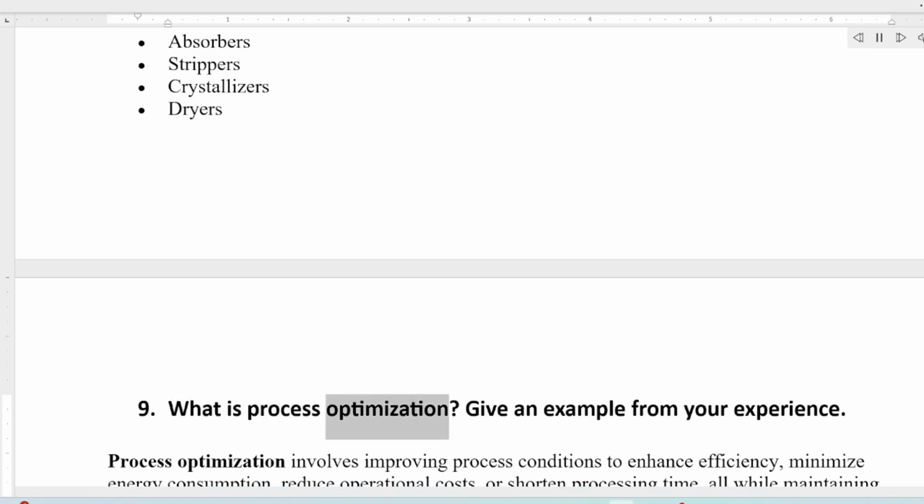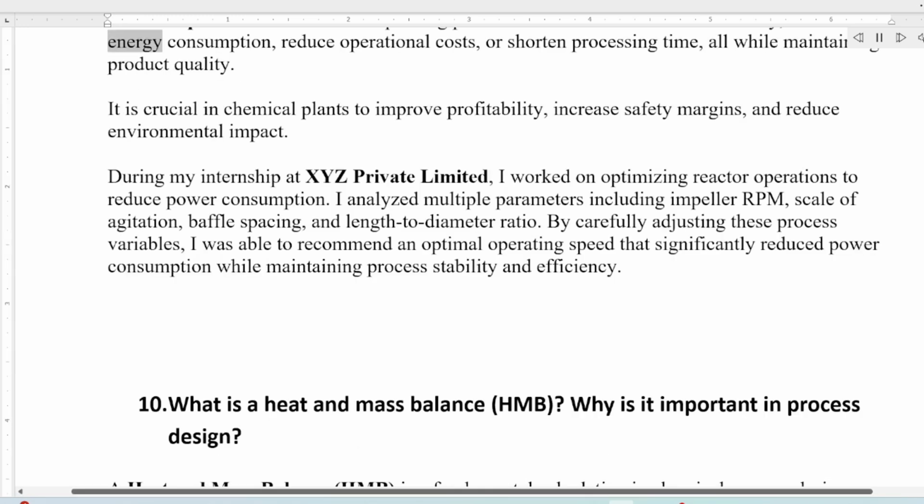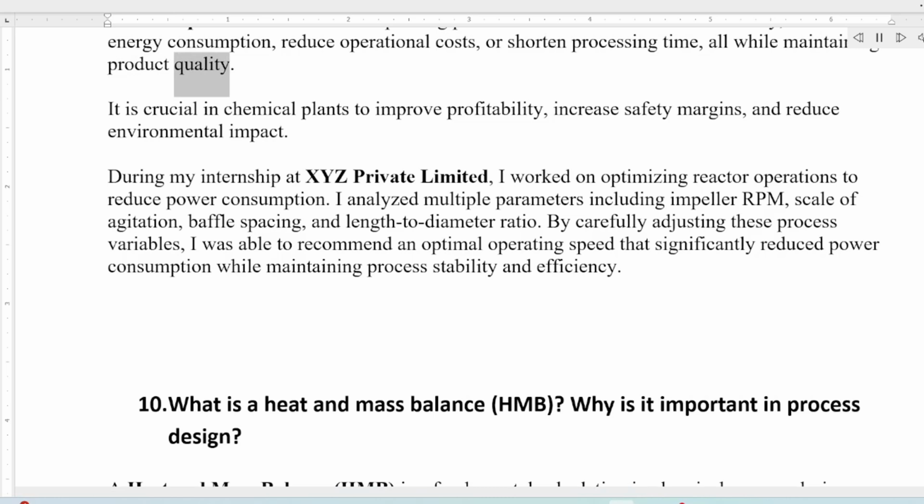What is process optimization? Give an example from your experience. Process optimization involves improving process conditions to enhance efficiency, minimize energy consumption, reduce operational costs, or shorten processing time, all while maintaining product quality. It is crucial in chemical plants to improve profitability, increase safety margins, and reduce environmental impact.